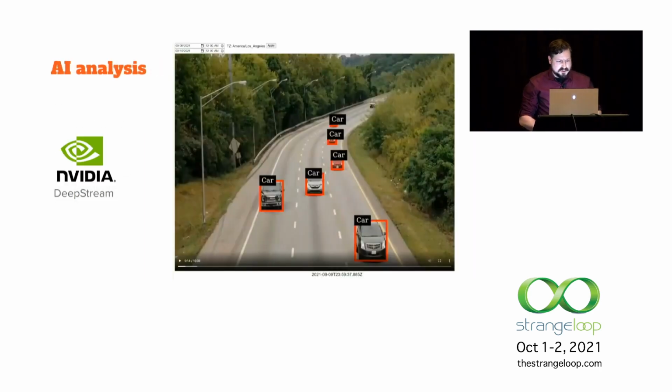An example of what that looks like is NVIDIA's DeepStream running on a live video stream. This is a generic object detector, and it is detecting that there are cars on this highway. This is a very basic application, but you can imagine much more sophisticated ones being built on top of an architecture that supports this.